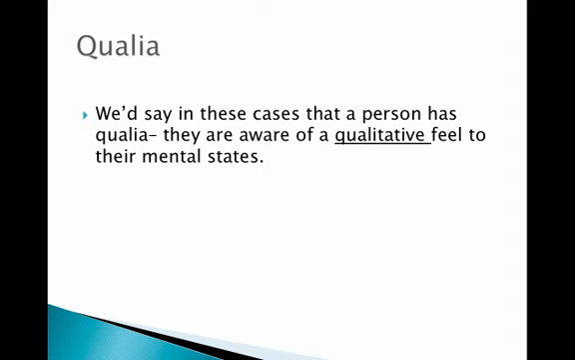Take the example of someone seeing the color red for the first time. We know you could be a physicist who's colorblind, who knows everything there is about the color red, and so far as you are a physicist, you know where it lies in the color spectrum.